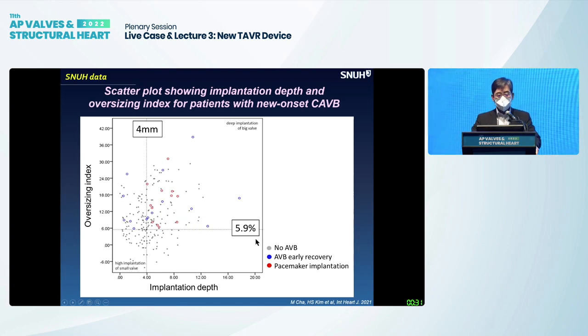But actually, 6% is not appropriate oversizing. It is undersizing. Personally, I believe the ideal oversize index is about 10% in Sapien 3 and 20% in Evolut. The 6% oversizing is definitely undersizing. The teaching point here is implantation depth. Even though there is huge oversizing, if it is implanted shallow, there's no chance of pacemaker implantation.